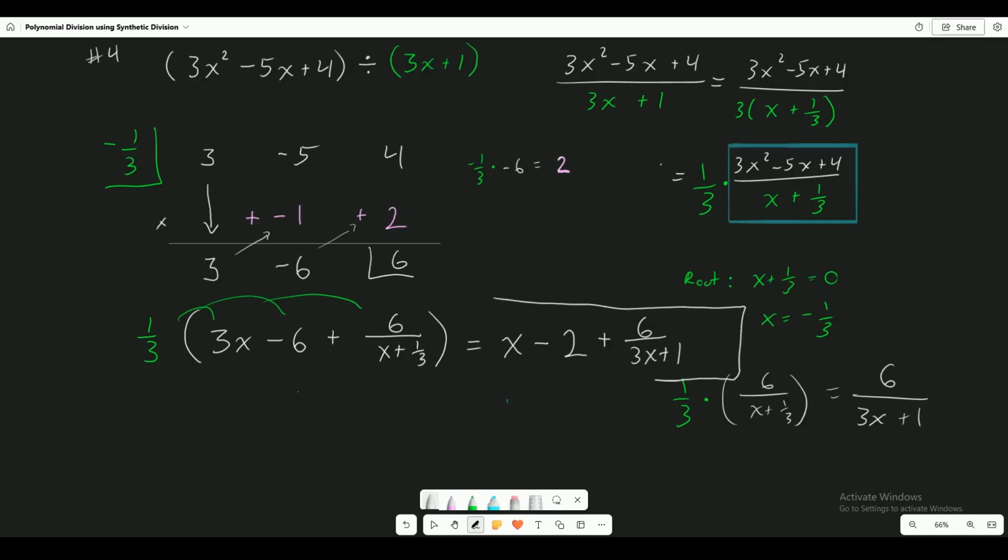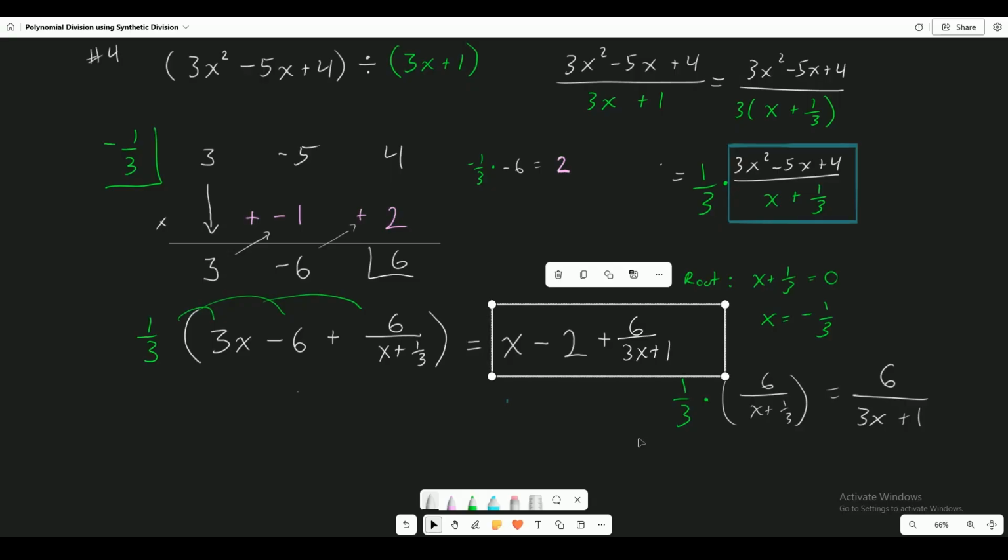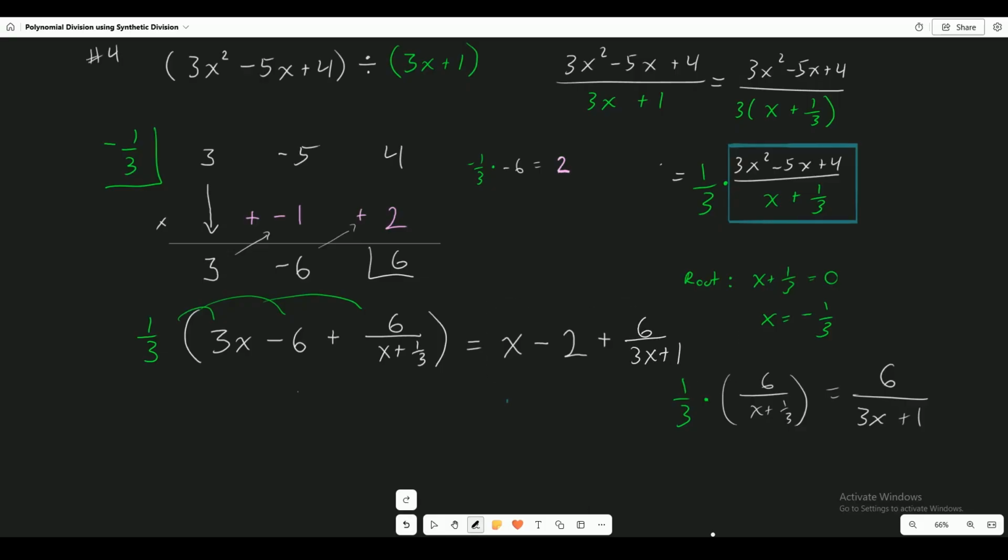And this is my answer. That right there, okay? Right there is my answer. So please do not forget to re-multiply by what we extracted. That's why I told you guys that it's a little different. When you have a 1, wonderful, right? But when you don't have a 1, there is a way to do it.